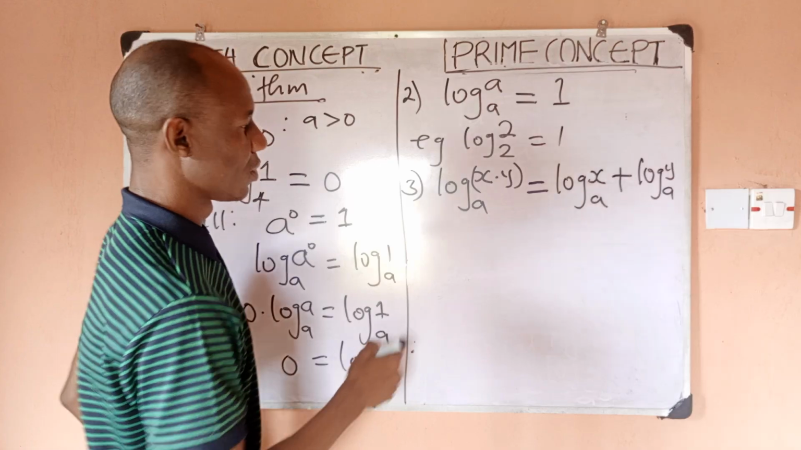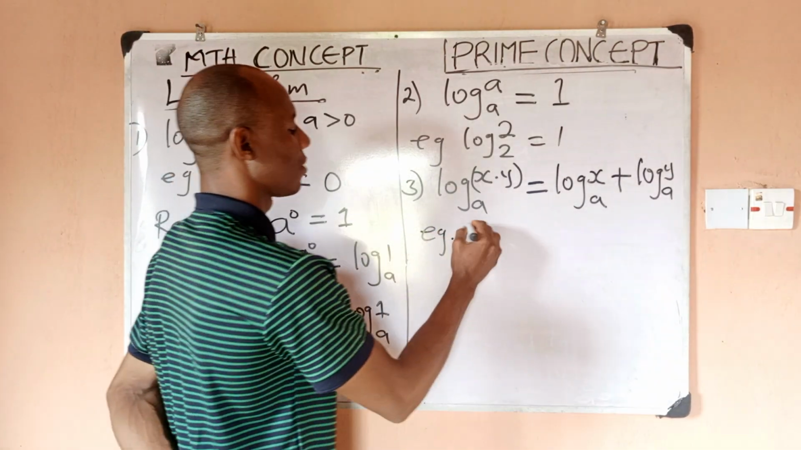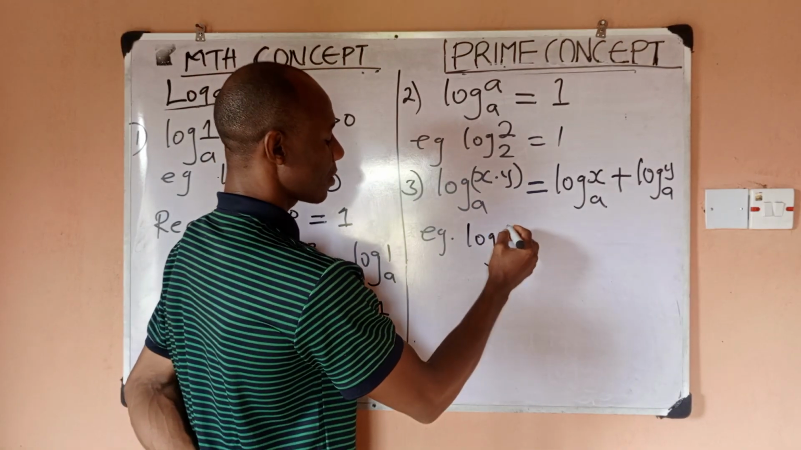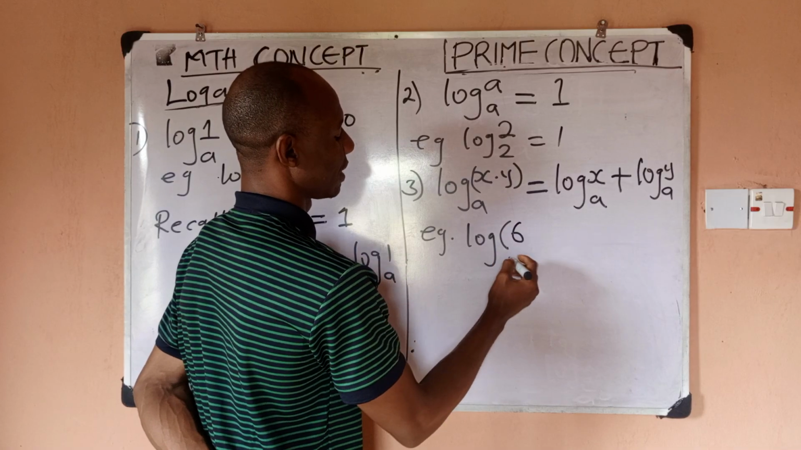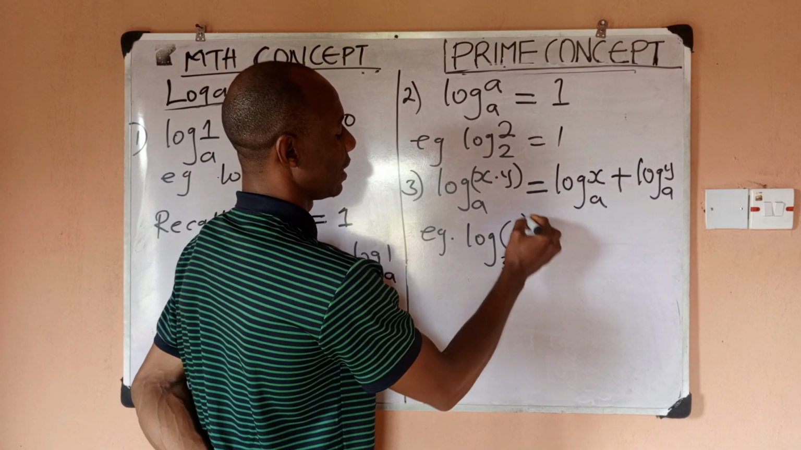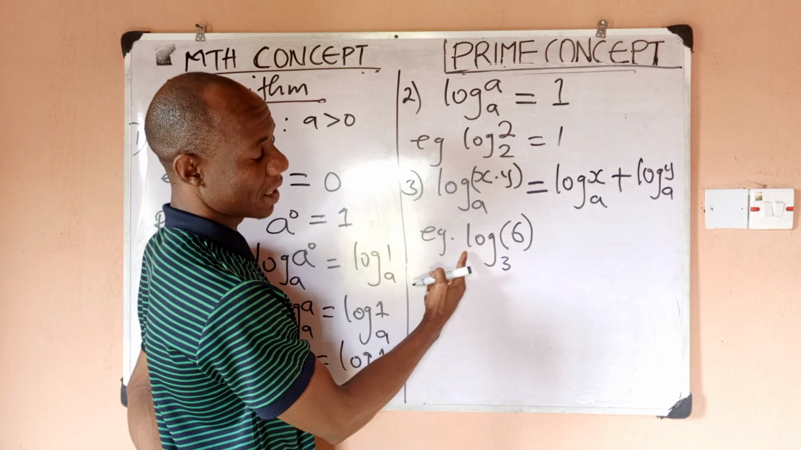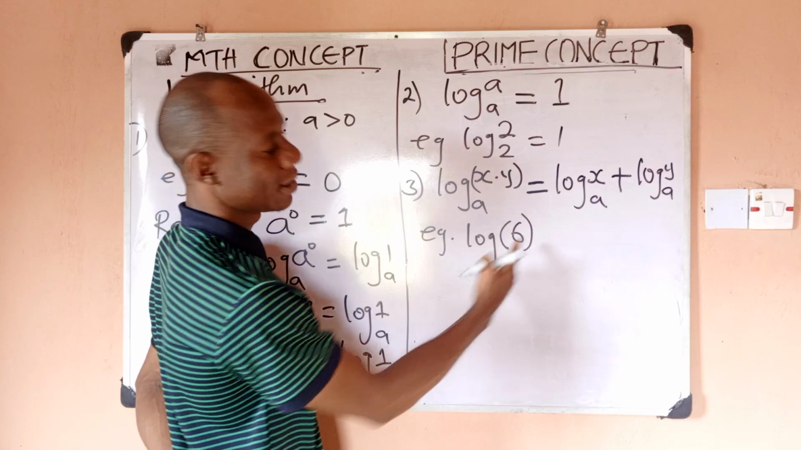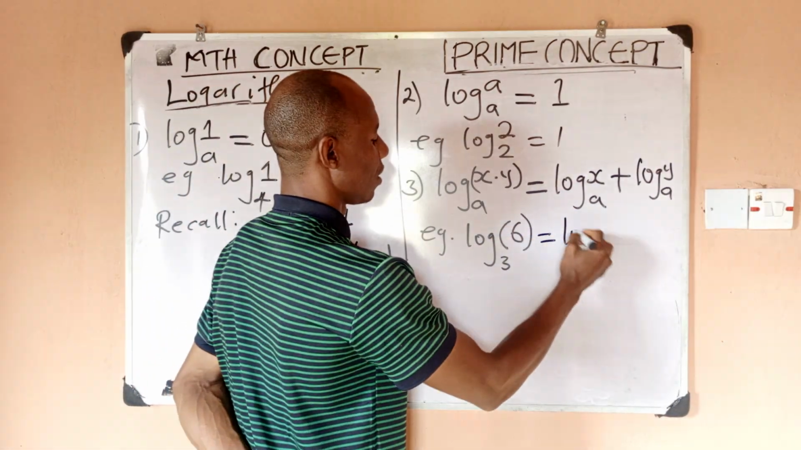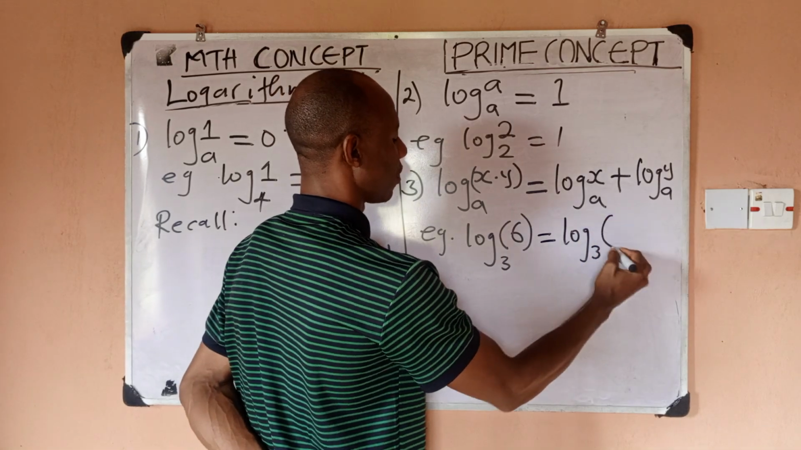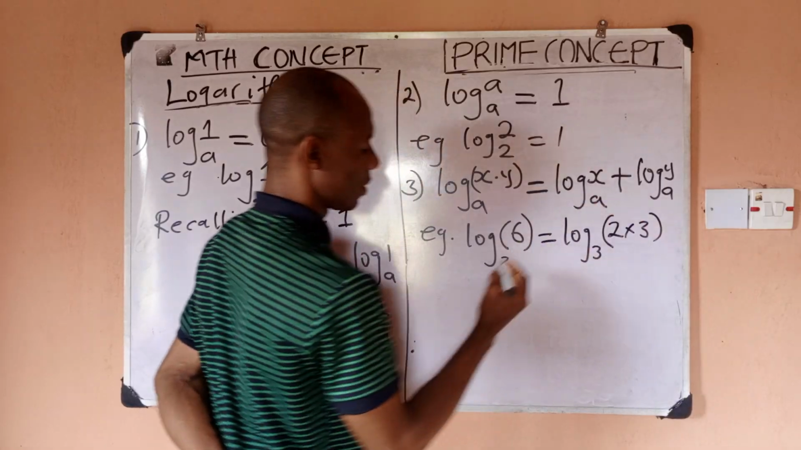Now, it's very simple. Let me give you an example that would also help us digest this. Now let's say you have log 6 to base 3. Let's say we have this. One of the things you notice is that if I want to simplify this, or let's say I want to just expand this just to apply or show this law, this can be written as log to base 3 of, now 6 can be split into 2 times 3, right?